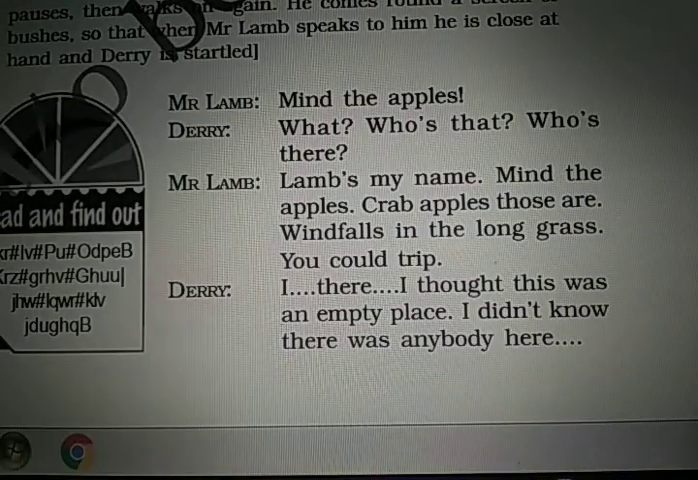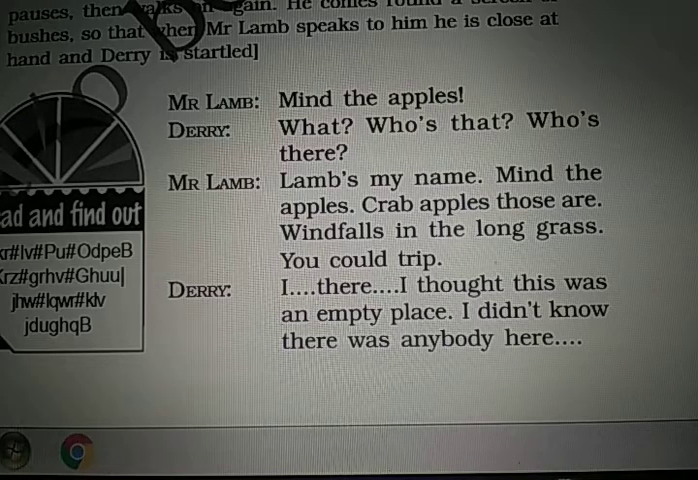Mr. Lamb, dialogue of Mr. Lamb. He says, "Mind the apples," means take care of the apples. Be aware about the apples. Derry: "What? Who is that? Who is there?" Mr. Lamb says, "Lamb is my name. Mind the apples, crab apples, those are. Windfalls in the long grass, you could trip." So he says, please be careful about the apples, don't crush them, don't put your foot on the apples. These are crab apples, wild apples, and they have fallen on the ground due to the blowing of wind. You could trip. Be careful, otherwise you may stumble, you may misstep.